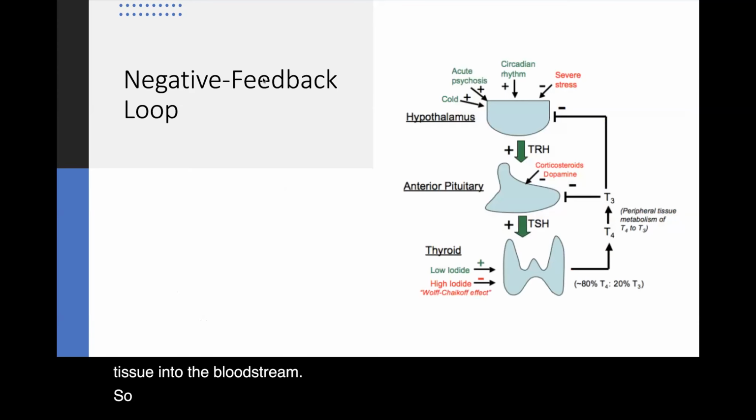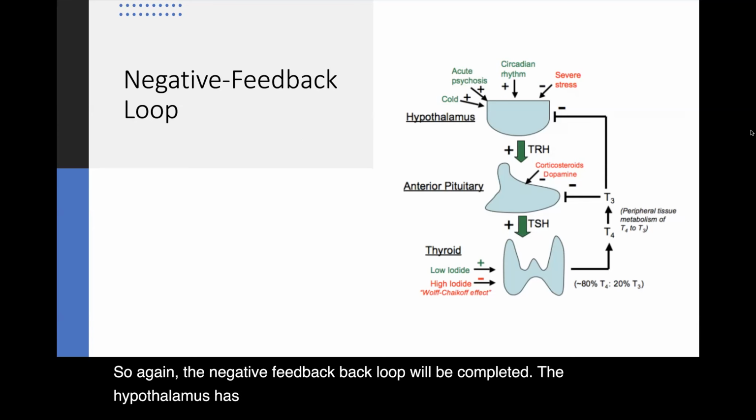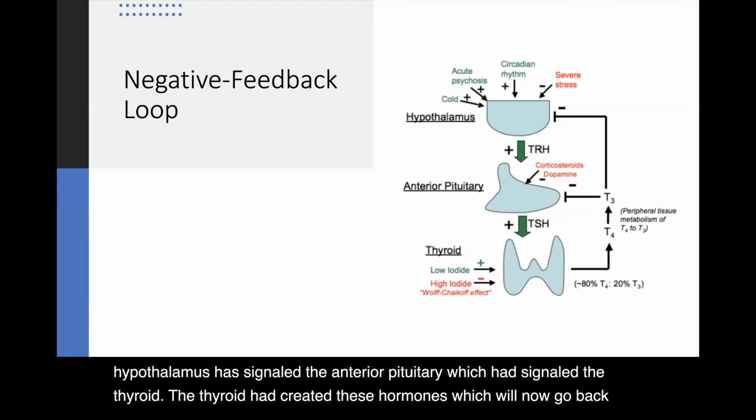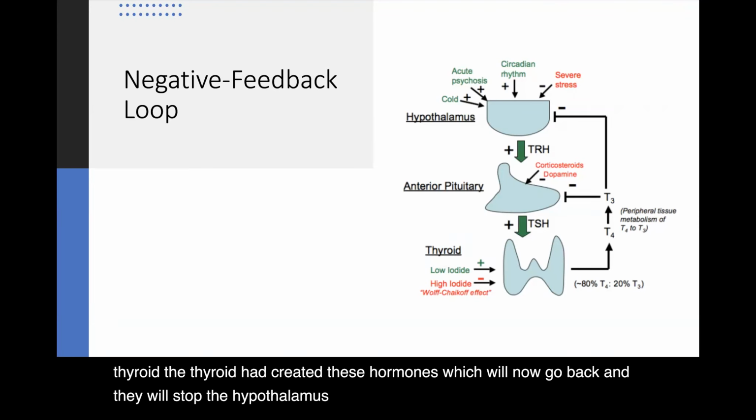So again, the negative feedback loop will be completed. The hypothalamus had signaled the anterior pituitary, which had signaled the thyroid. The thyroid had created these hormones, which will now go back and stop the hypothalamus and the anterior pituitary from creating any more hormones.